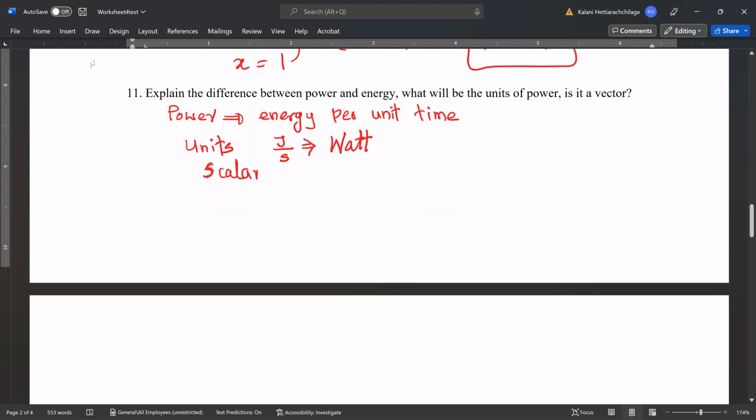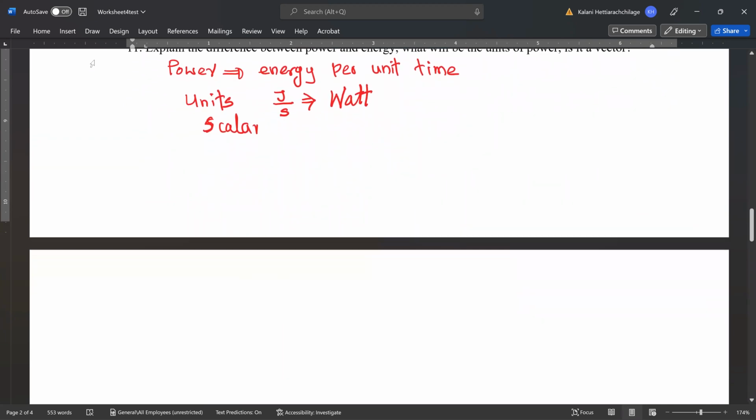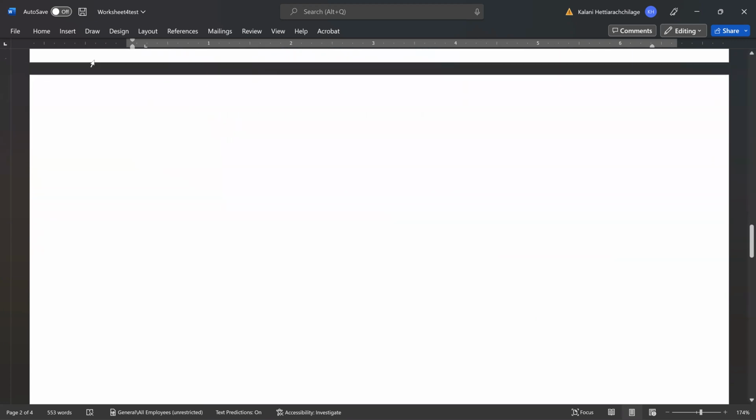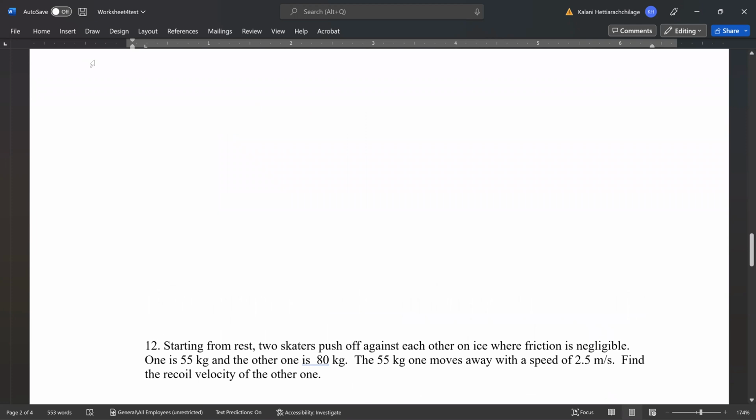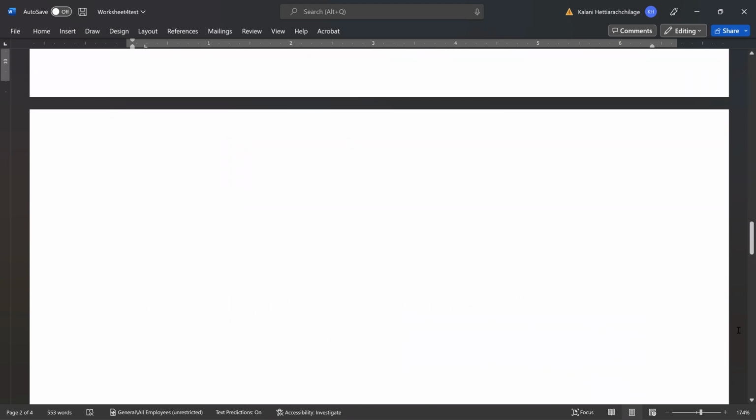A scalar quantity is not a vector. Okay, I think we discussed a lot of things together. So now we're going to move into question number 12. Question number 12 is about momentum. Because of that, I'm going to take a minute to discuss momentum.